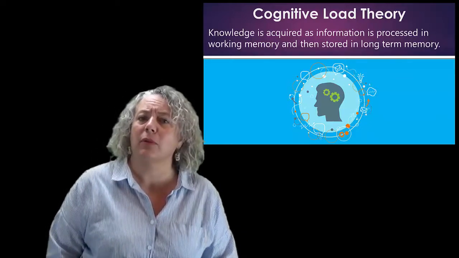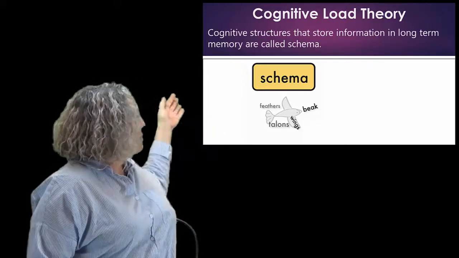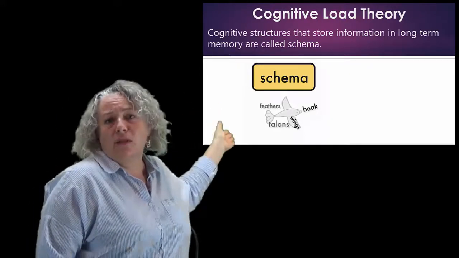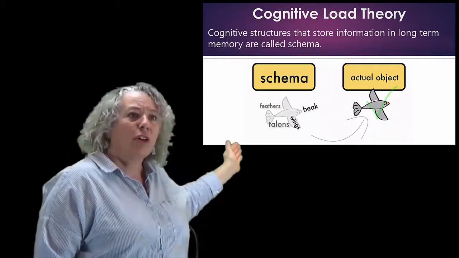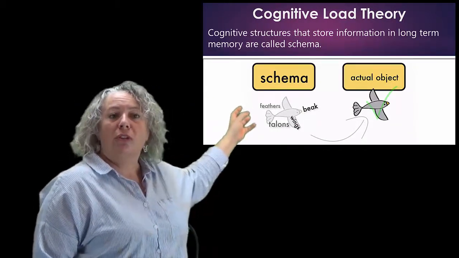So let's look at an example. For example, we have bits of schema here, ideas and concepts of feathers and talons and wings and beaks. But altogether, there's the actual object of a bird, so all that information is also stored in our knowledge of a bird.